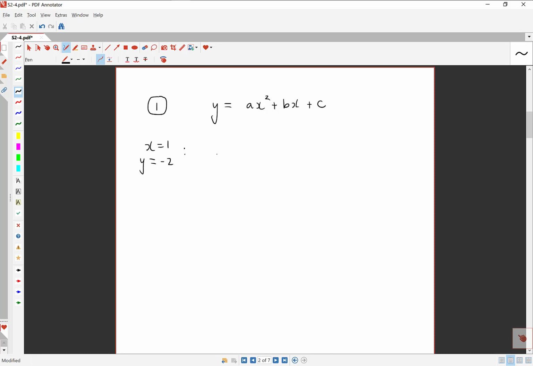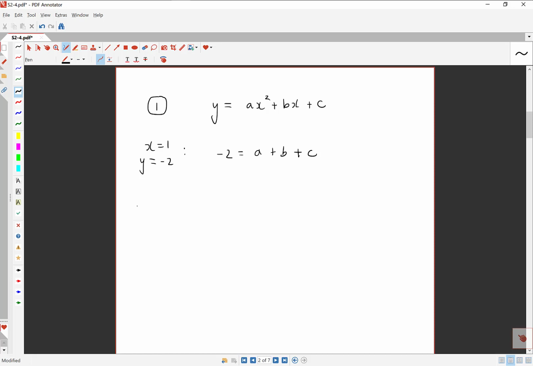So subbing in, we'd have negative 2 equals, subbing in x equals 1 on the right side, we'd have a plus b plus c. So that gives us one piece of information about these unknown a, b, and c that we're trying to find. So in this problem, it's really the a, b, and c that we're solving for. And in a similar way, we'll sub in the coordinates of our other 2 points. We'll get 2 other pieces of information about a, b, and c, and then we can set up a system.